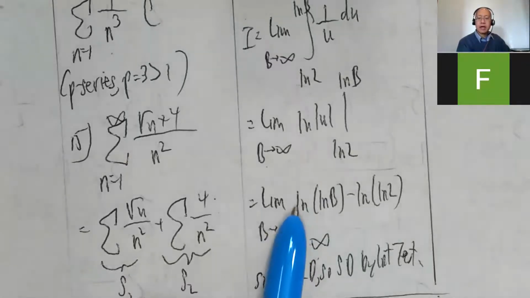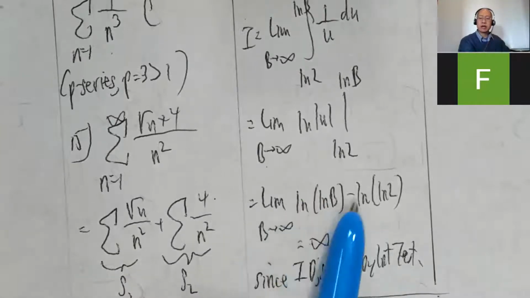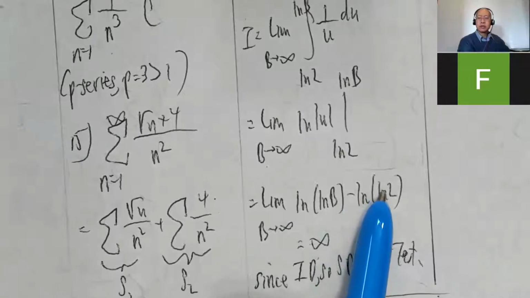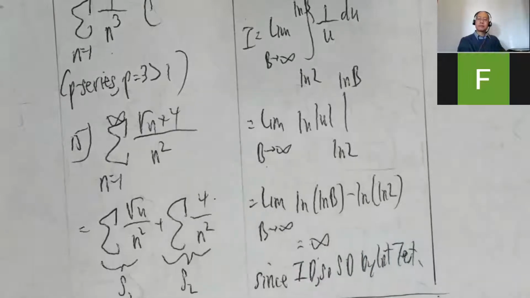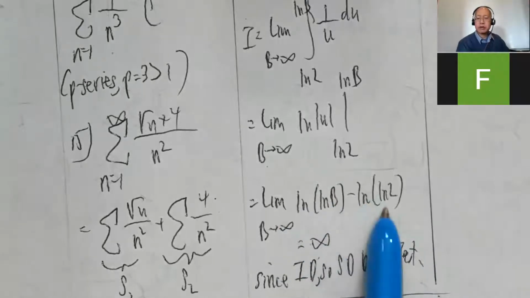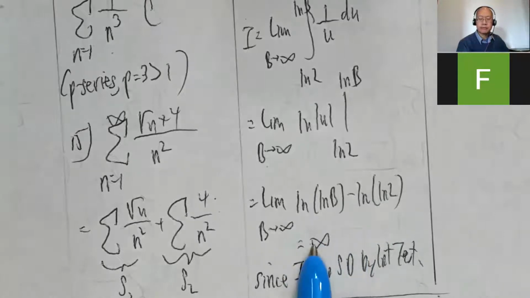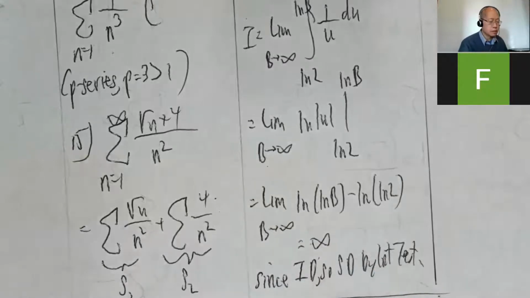So limit b approaching infinity, ln b in absolute value, but that's positive because b gets big, that'll be big, minus ln 2. ln 2 is positive, so you can drop the bars. And that approaches infinity. See, when b gets big, ln big is big, and ln of that big is also big. If I subtract that puny number, it's still going to be big, so infinity. All right, conclusion. Since the integral diverges, the series diverges by the integral test. INT, you can abbreviate for integral test.